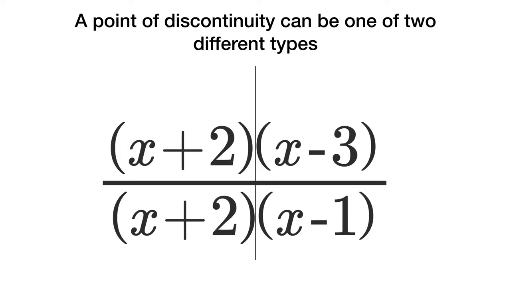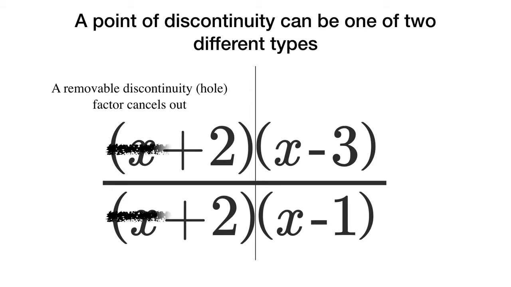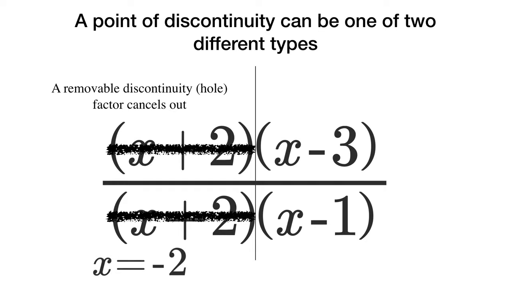All right. So if you look on the left, we have what we call a removable discontinuity. That's a hole, because it factors out, meaning the factors will cancel out. It won't really look different on a graph, but there will be an undefined point right at the point that this counts. So in other words, x is going to equal negative 2. That is our point of discontinuity, what we call a removable discontinuity.